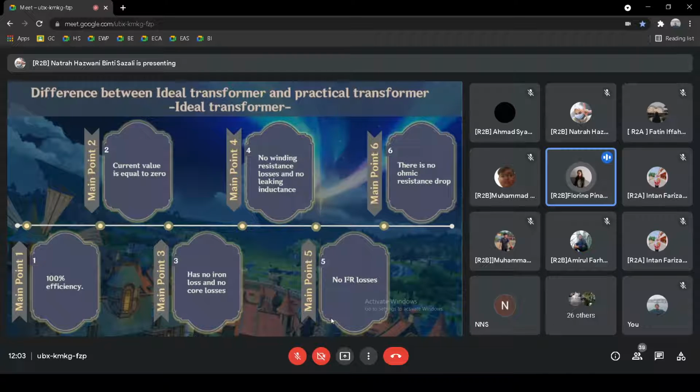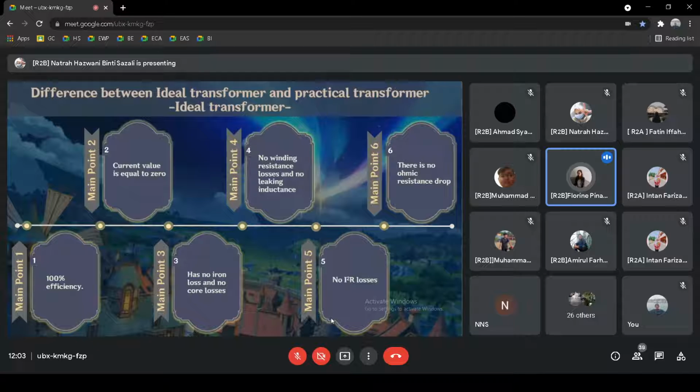Here we will talk about the comparison between ideal transformer and practical transformer. So I will talk about ideal transformer. Firstly, ideal transformers are 100% efficient. Then its current value is equal to 0. Ideal transformer does not have parasitic losses such as iron and core loss. It also has no winding resistance, no leakage inductance, no ohmic resistance, and no I squared R losses.